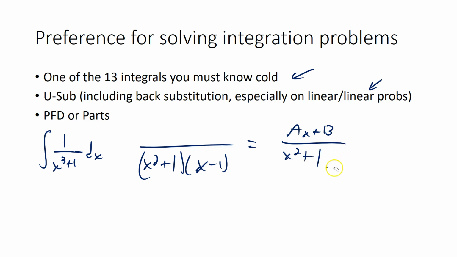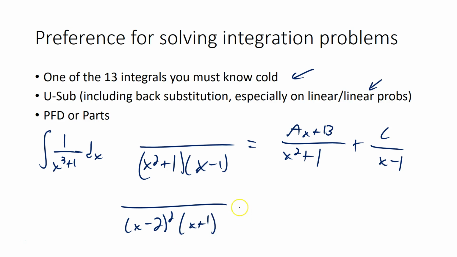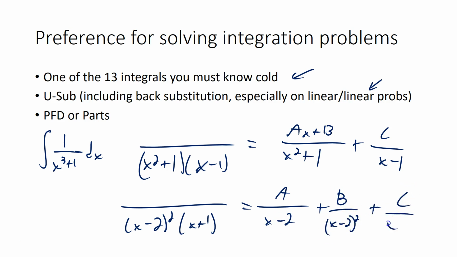I don't really want to go into theory on that. We talked about it a lot in pre-calc. But basically, you need to donate as many x's as possible. So this top has to be just 1 degree less than the bottom. So you have c over x minus 1. The other one is if you have a repeated factor. So you have like x minus 2 squared times x plus 1, something like that. You have to do each iteration of x minus 2. So you have a over x minus 2, b over x minus 2 squared. And you have c over x plus 1.